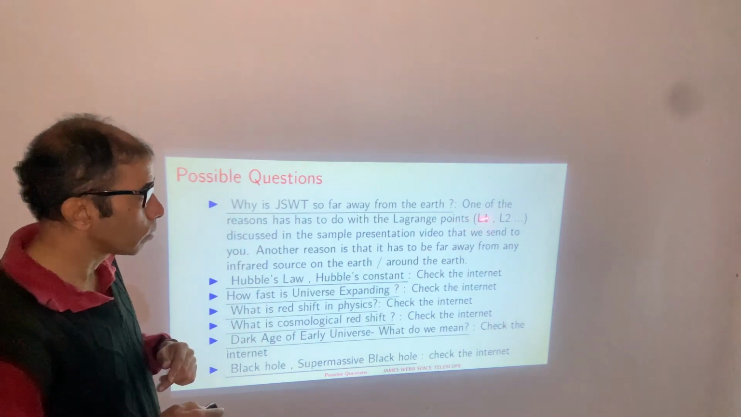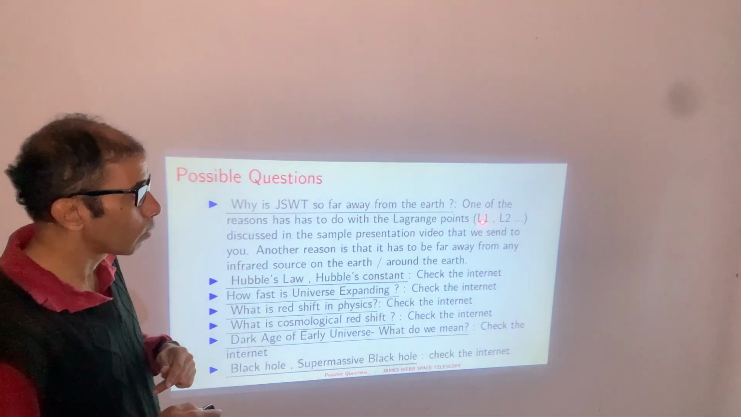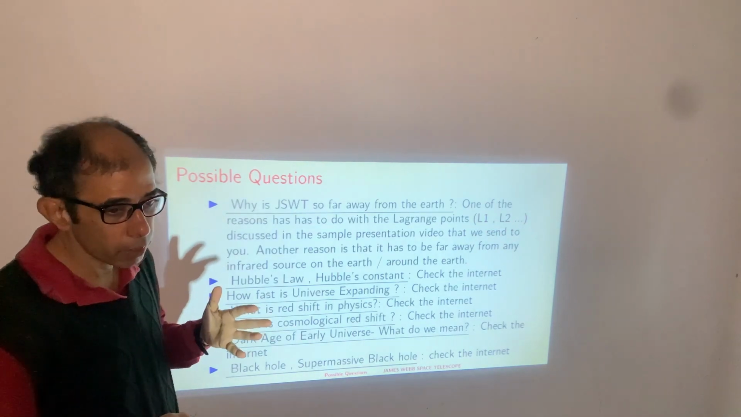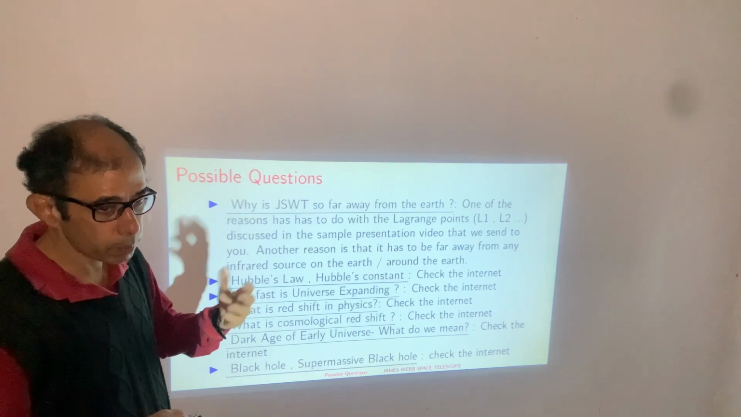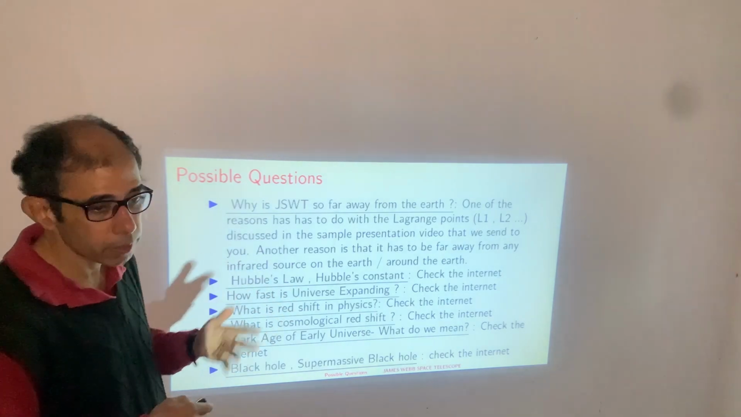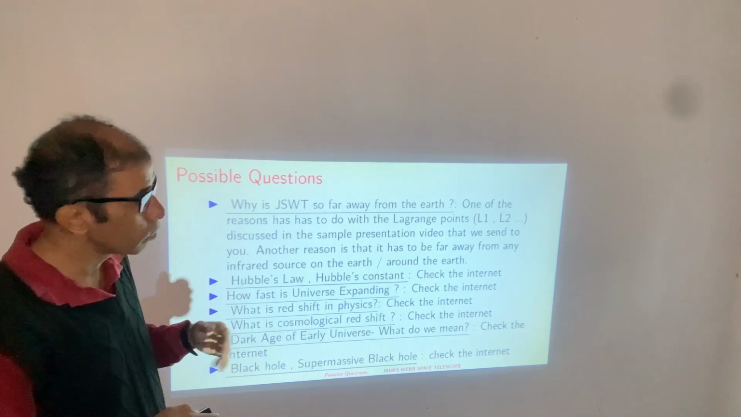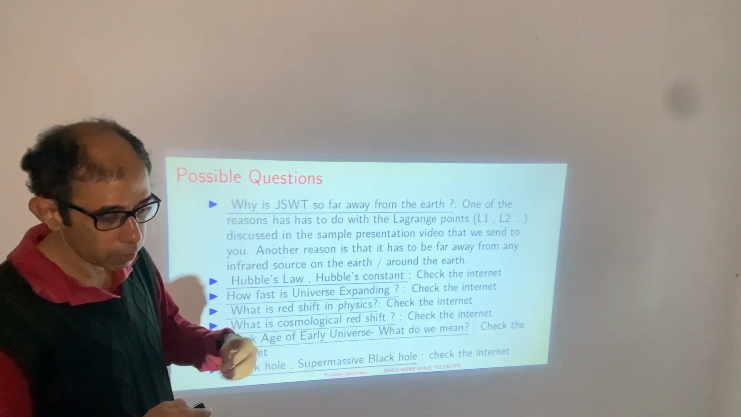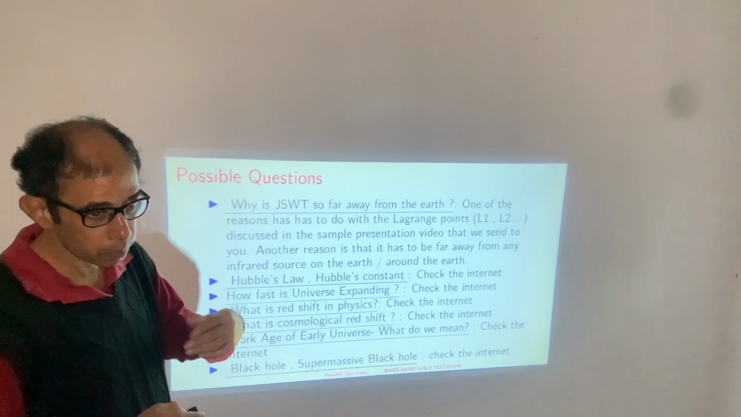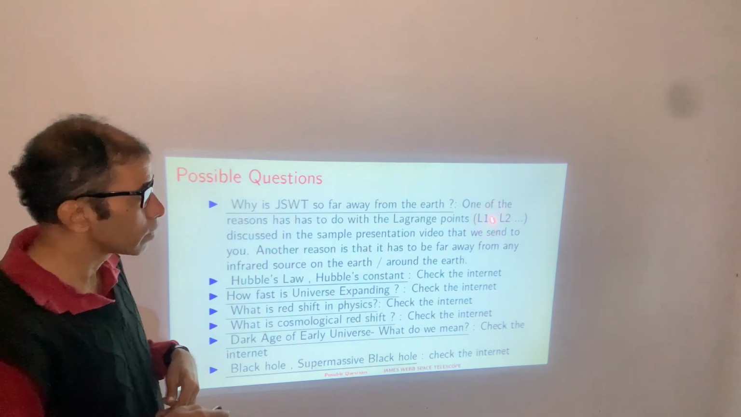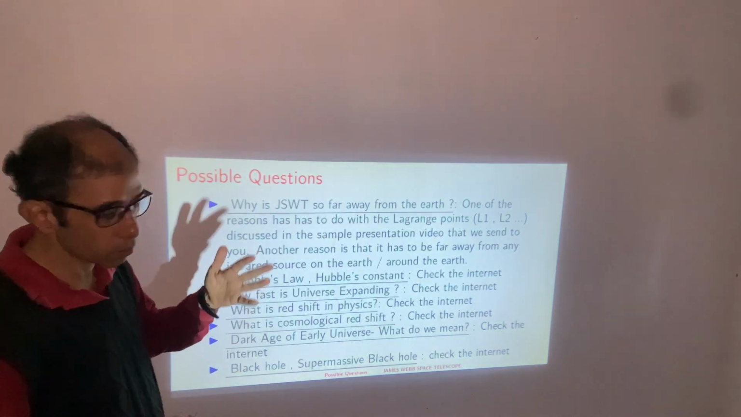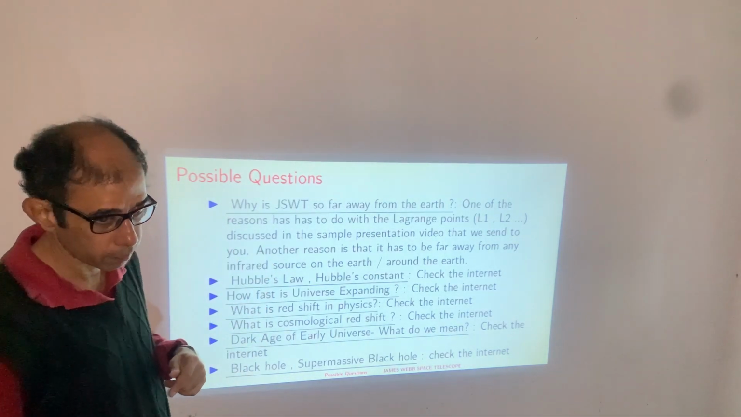That has to do with L1, L2. I discussed the 5 Lagrange points. Those are points which are fixed with respect to the Earth. You can't place it anywhere. You have to place it in one of those 5 Lagrange points, so that it is at a constant distance with respect to the Earth. So L2 is a suitable position. That's why it is so far off from the Earth.